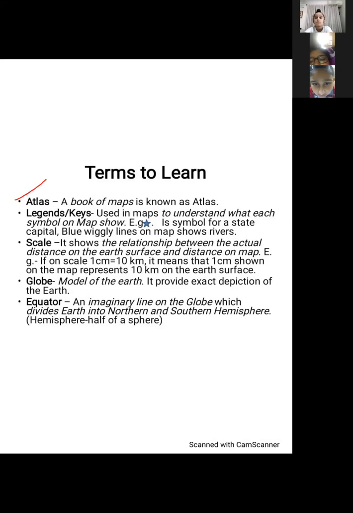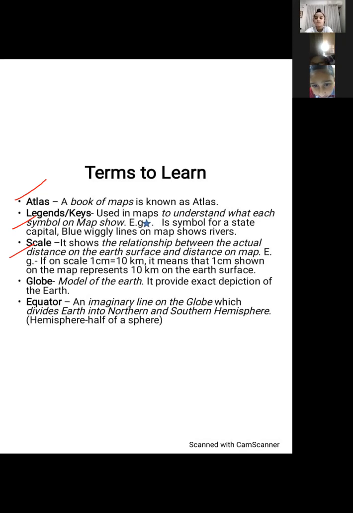You can have a star that will show you the state capital, or a star enclosed in a circle, that will show you the national capital of the country. Next, children, is the map scale.